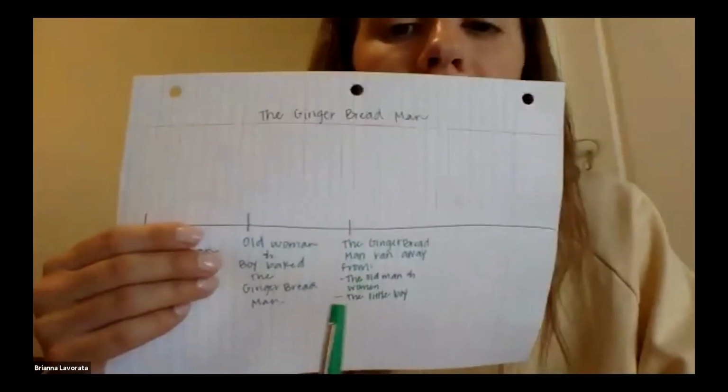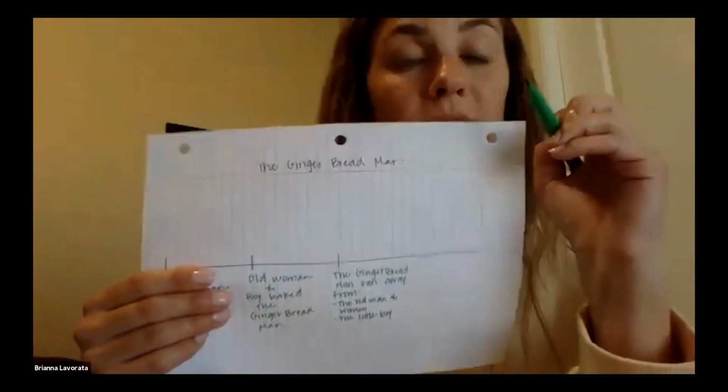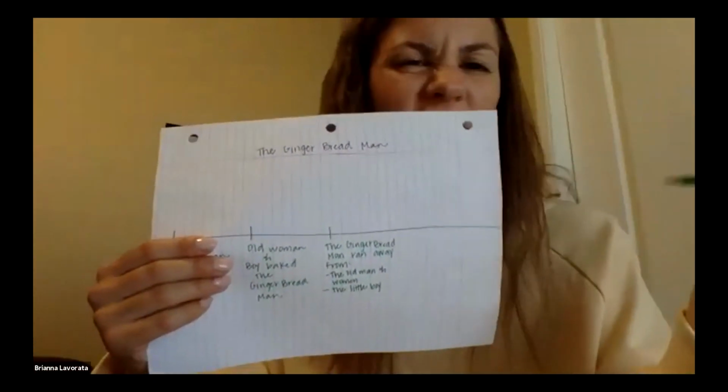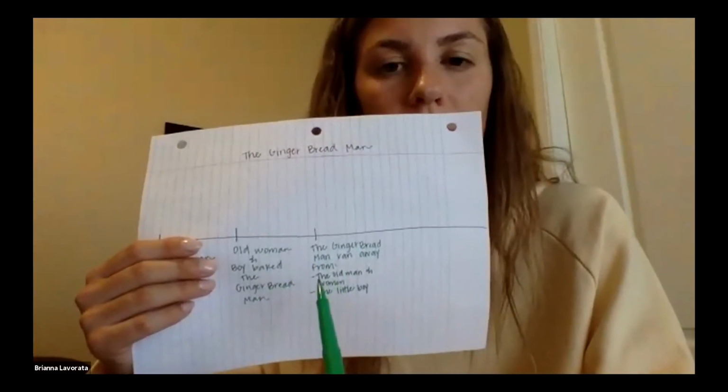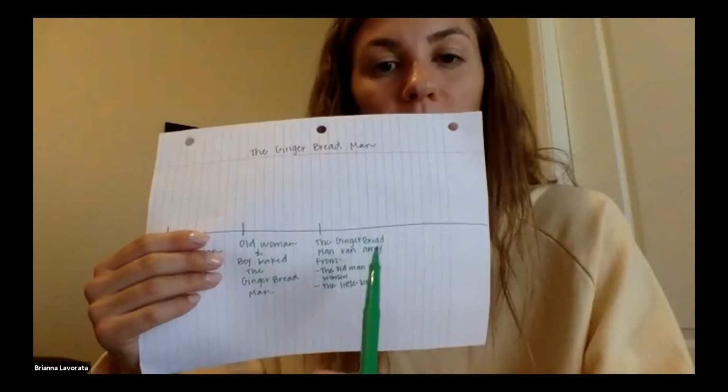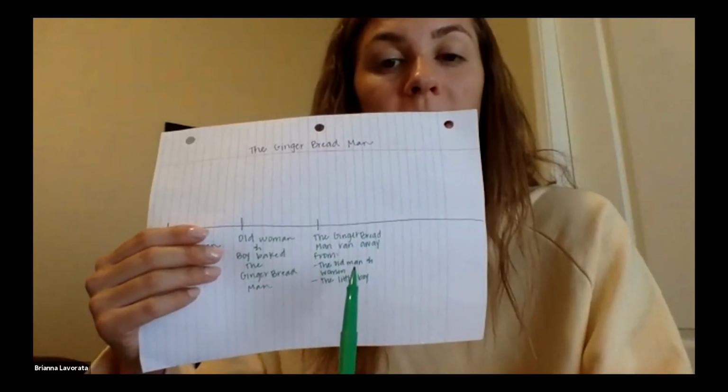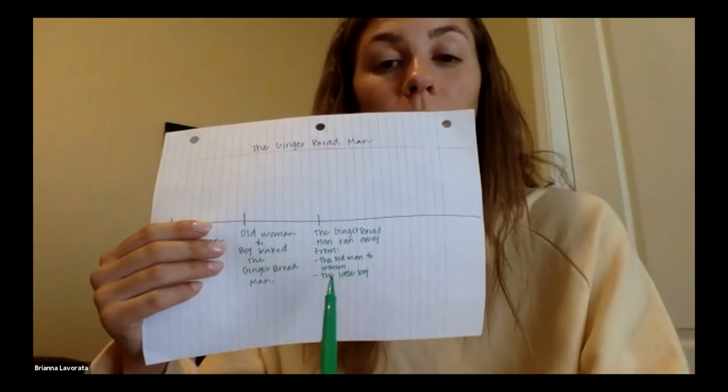So I'm writing it just like this, where I'm writing a little mark. So I'm abbreviating, right? Because we're not going to write in full complete sentences. This is just like a rough draft. So the gingerbread man ran away from the old woman and the old man and old woman. The little boy, he ran away from the farmers. He ran away from the bear.